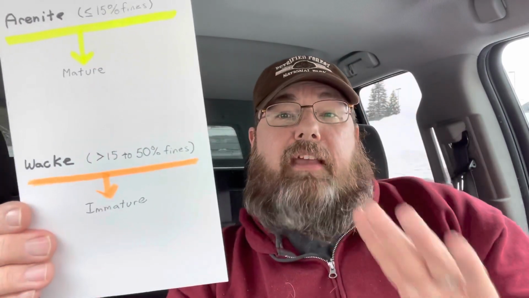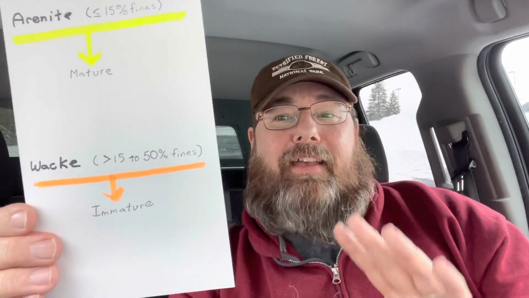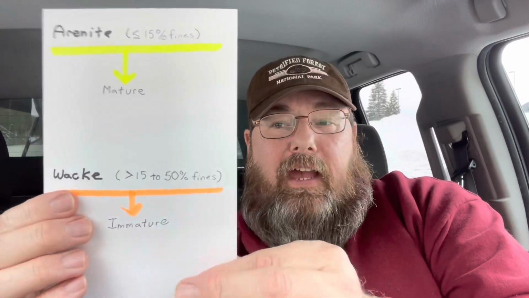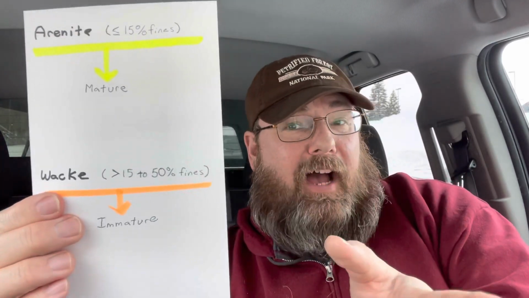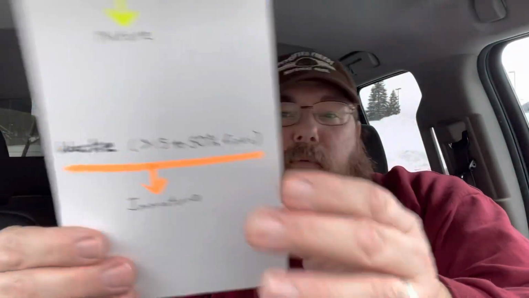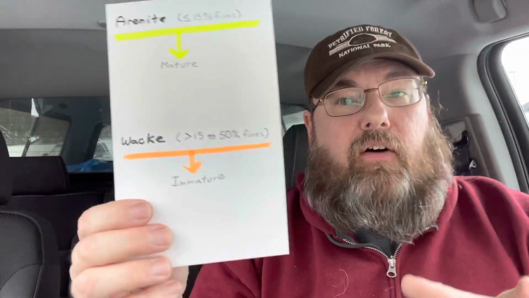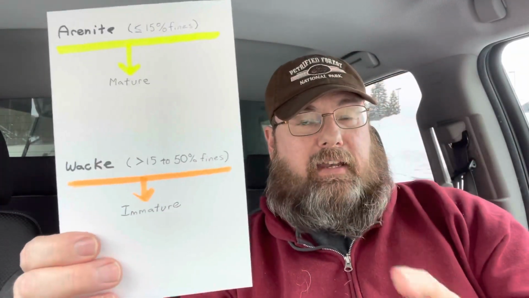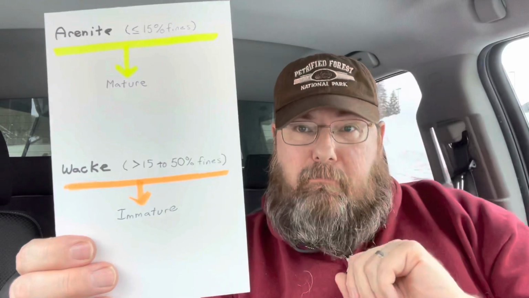Now, there are some rare cases where you can have a wacke that's 55% fines and still call it a wacke. Well, what would that be? That would be if you had a wacke with a lot of coarse-grained sand in it, very coarse, around that 2 millimeter mark.